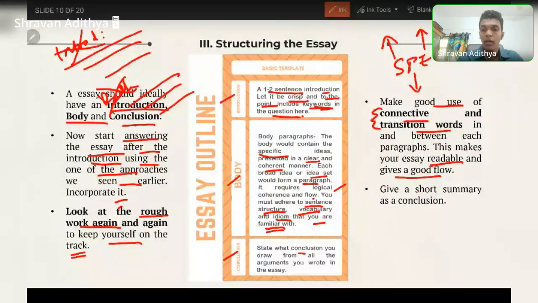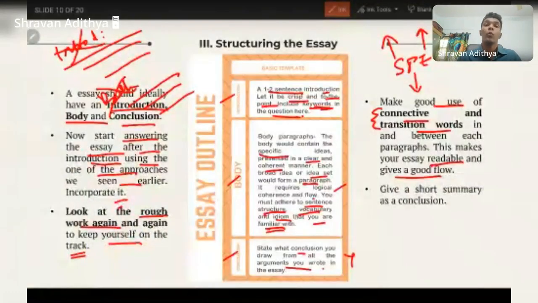And then finally, you have to give a suitable conclusion. This conclusion should be based on the arguments you wrote in the essay. You cannot introduce a new point in the conclusion suddenly. The conclusion should be like a short summary, or it can be drawn from the arguments that you have given in the body. You cannot write something totally different from what you have talked about so far. That is also one mistake that you can avoid here.